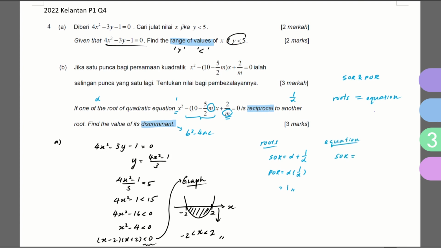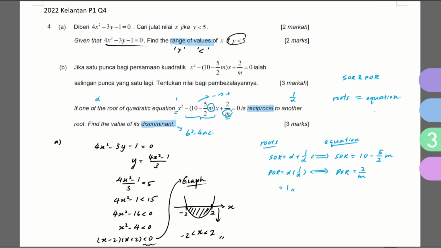For the SOR for the equation, we need to change negative to positive. I have also explained this in great detail in another video, so I'll put the link here for you all to refer. So the SOR would be 10 minus 5 over 2m, and POR we can just straight extract out, which is 2 over m. And now we can equate each other.